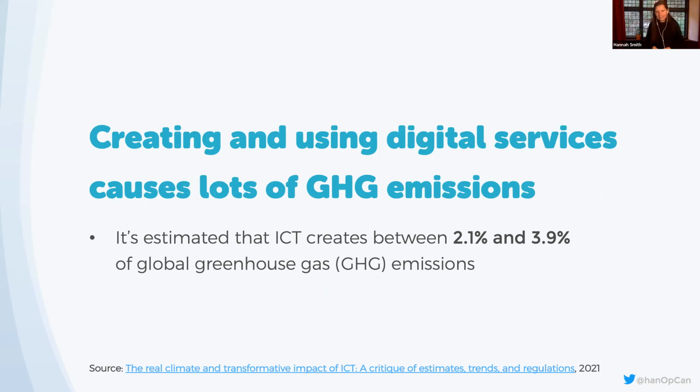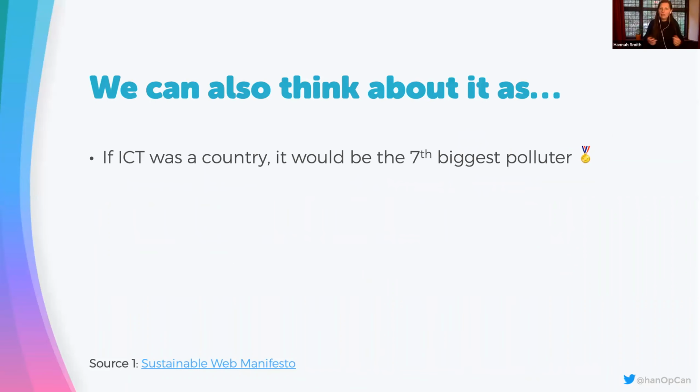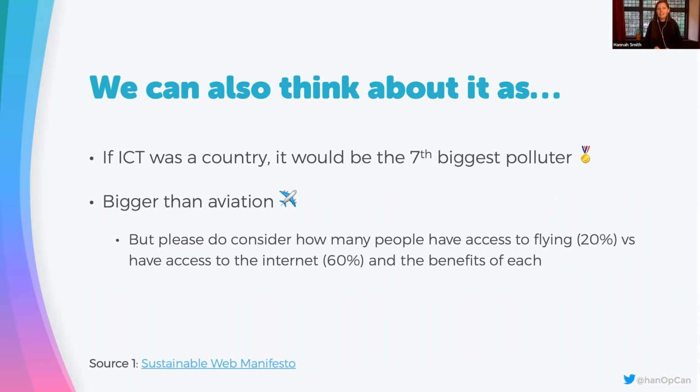First up, let's have a stat. It's estimated that ICT, which stands for Information Communications Technology, you could just basically think of that as digital, creates between 2.1 and 3.9% of global greenhouse gas emissions. So it's quite significant for something that we think floats around in the cloud, or maybe we haven't considered before. Quite a lot. And to put that into context, if ICT was a country, it would be the 7th biggest polluter. I think that really helps to hammer home what that range actually equates to. And it is actually more polluting than aviation.